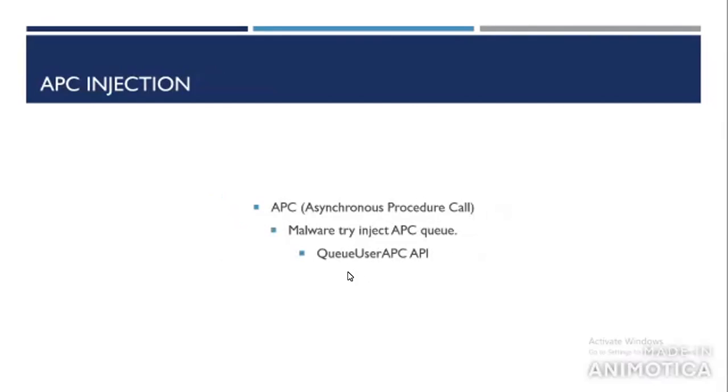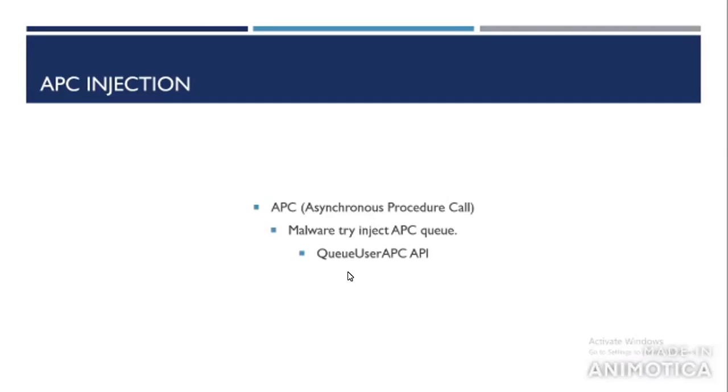Now, APC injection. What is APC? APC stands for asynchronous procedure call. It has the capability to direct a thread to execute some other code prior to its regular execution. Each thread has a queue of APCs attached and waiting to run. So what can malware do? Malware can inject itself into the APC queue and force that thread to execute malicious code.